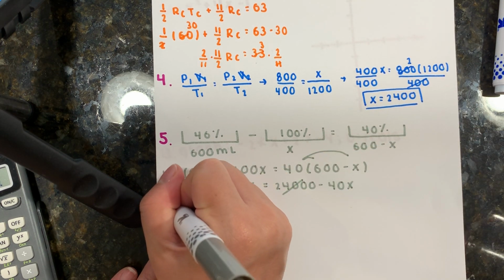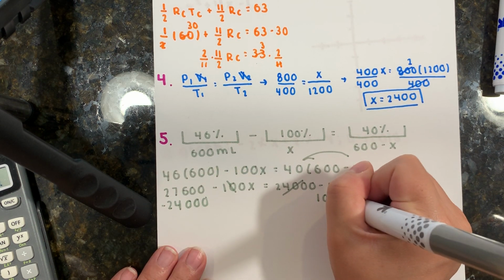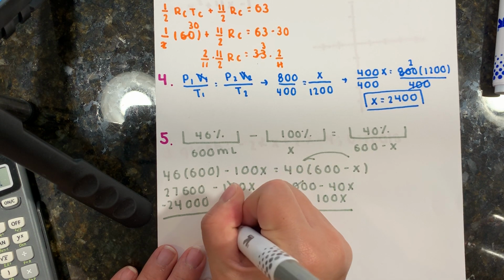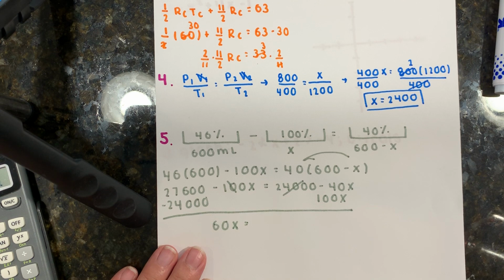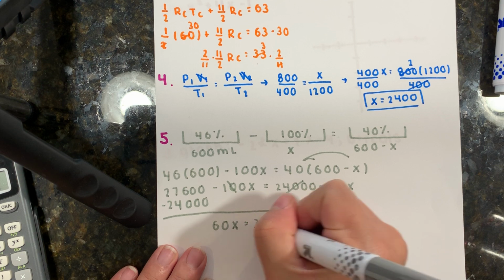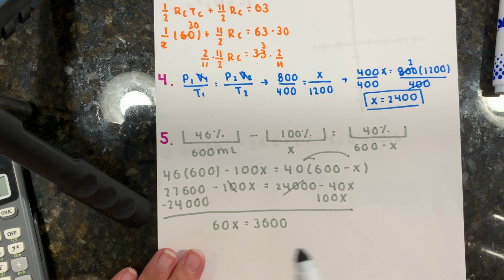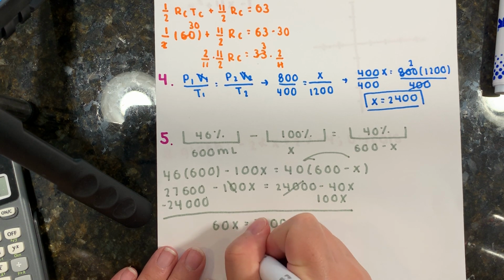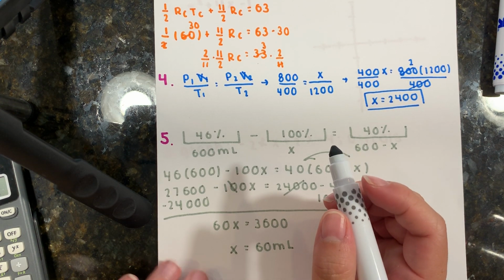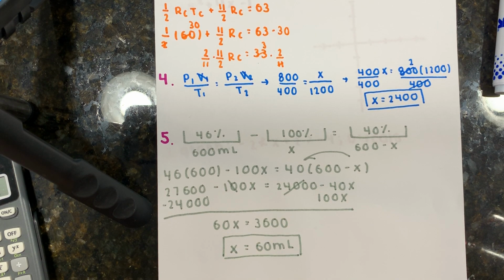I'm going to bring this to the other side, and bring this to the other side. So I end up with 60X is equal to 3,600. Divide that by 60, and you get X is equal to 60 milliliters. It says how much pure alcohol should be extracted. Well, we're going to take away 60 milliliters.